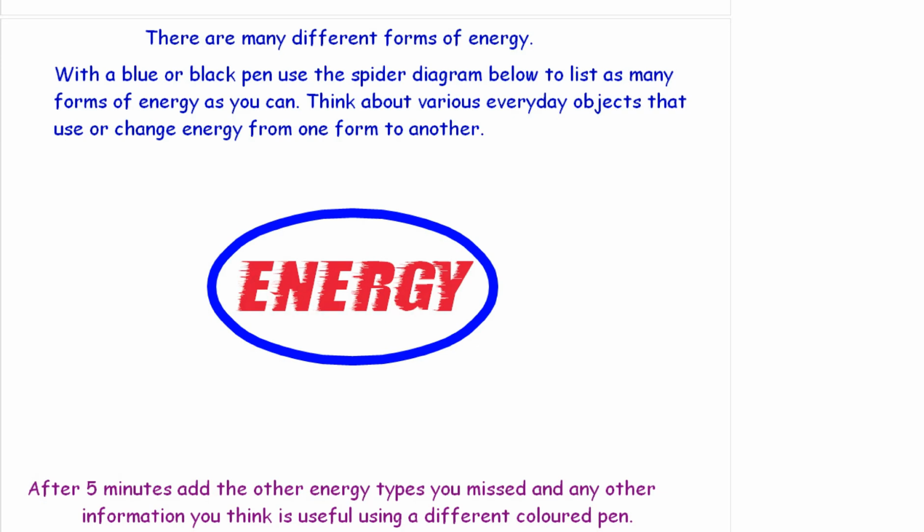First thing, there are many different forms of energy. With a pen, list as many forms of energy as you can. Then think about the various everyday objects that use or change energy from one form to another. So, for example, it's a little spider diagram here. One of the forms of energy that I am using at the moment is sound energy. So that could be one of your examples.